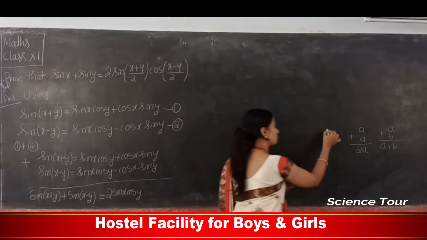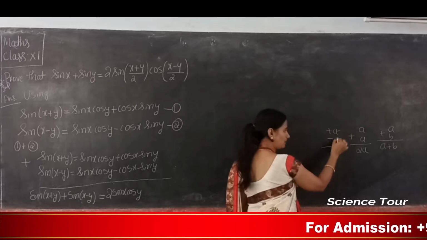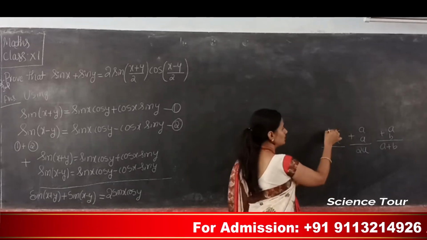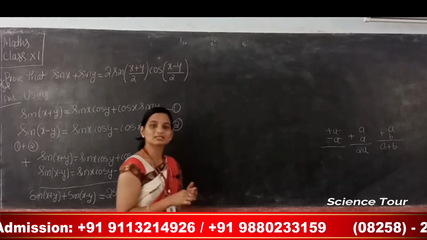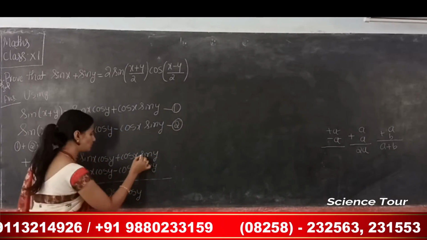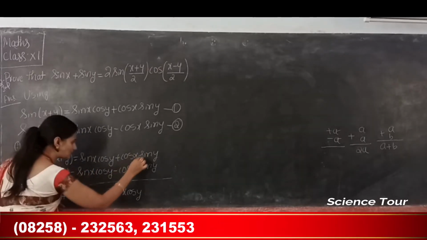Suppose it is plus a minus a. Same a and a, like terms. So here different sign means subtraction. So a minus a is what, the answer? 0. So here the answer is 0. So that's why I am not writing, means it cancels.